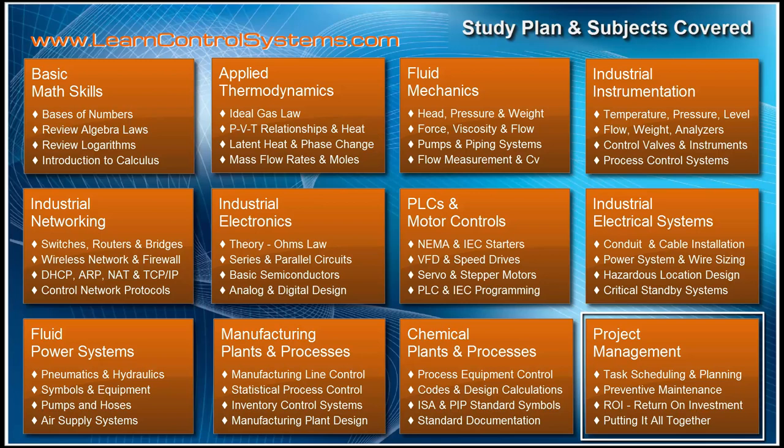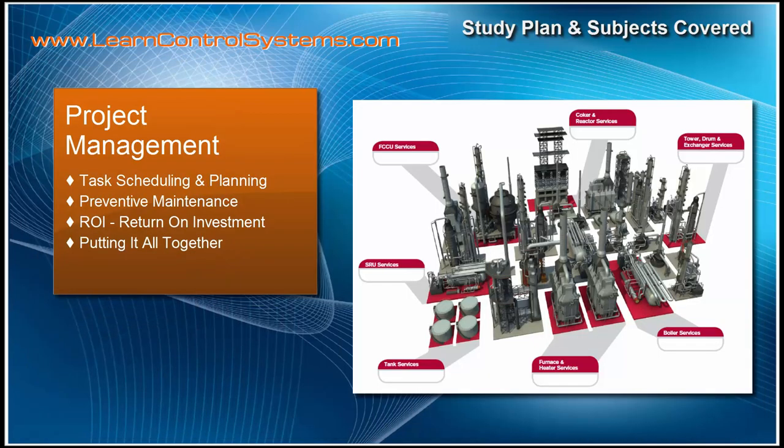Okay, last on our list is project management. Now, if you're a CST, very beginner, or a CCST1, a control systems technician level 1, you really won't have any questions on project management. If you're a CCST2, a level 2 control systems technician, you'll have some project management questions. But if you're a CAP, a certified automation professional, you're going to have quite a few questions on task, preventive maintenance, and scheduling. The project management will encompass about 50 to 56% of your exam. This is true for the automation professional or the CCST3.